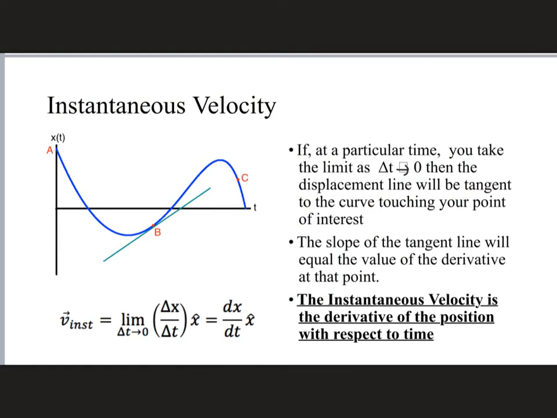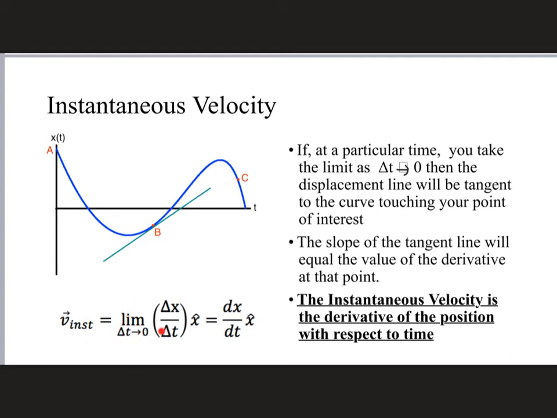Now, if you've ever had calculus before, you might recognize this as the way of taking a derivative. If you don't know what that means, don't worry about it. This is just sort of an FYI for those who've had calculus before. But here we can see that the instantaneous velocity is the limit as delta t goes to 0. That's how you read that.